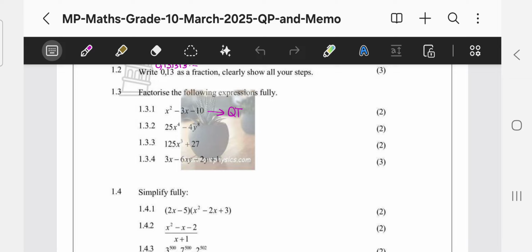Let us now have a look at 1.3.2. We are given 25x to the power 4 minus 4y to the power 8. And again, before you attempt this, you need to figure out and identify the format that it is in. Firstly, we notice that we have two terms. 25 is a square number. So is x to the power 4 because it's x squared times x squared. 4 is a square number, and y to the power 8 is also a square number. And we've got a minus in between. So this is definitely the difference of two squares.